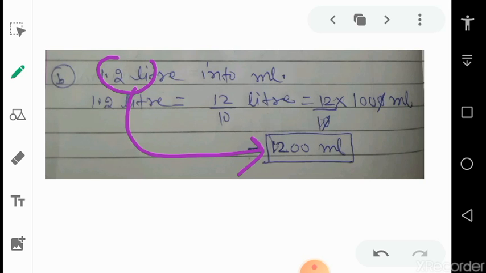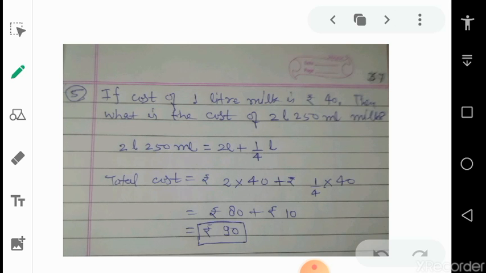Now, a few more questions are there. If cost of 1 liter milk is rupees 40, it's an important question, then what is the cost of 2 liter 250 milliliter milk? The information is given about 1 and it is asked about many. So what is the case? Yes, the case is regarding multiply, because the cost of 1 is given and the cost of many is asked, so we multiply.